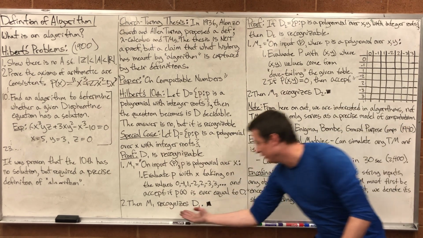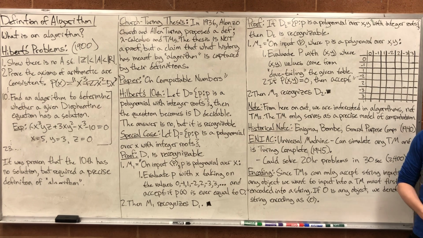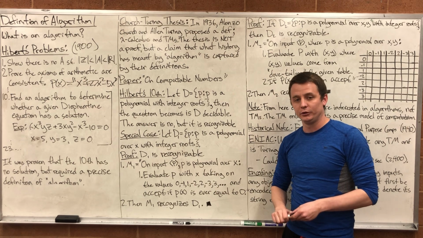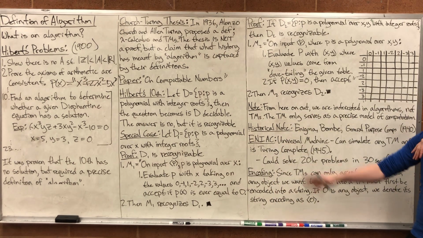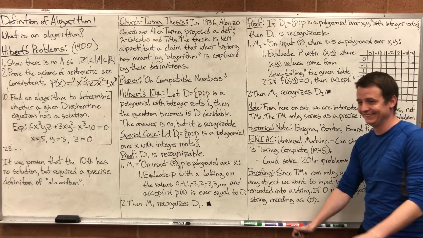So then, M1 recognizes D1, and we're done. And so this is how we'll be doing our proofs that languages are recognizable or decidable until we get to reductions. And it will be very high level like that. We won't be drawing any diagrams. Which is why I'm saying it's a good time to jump in.